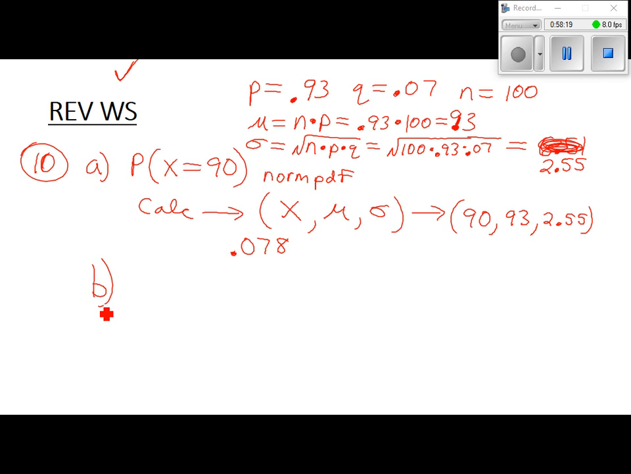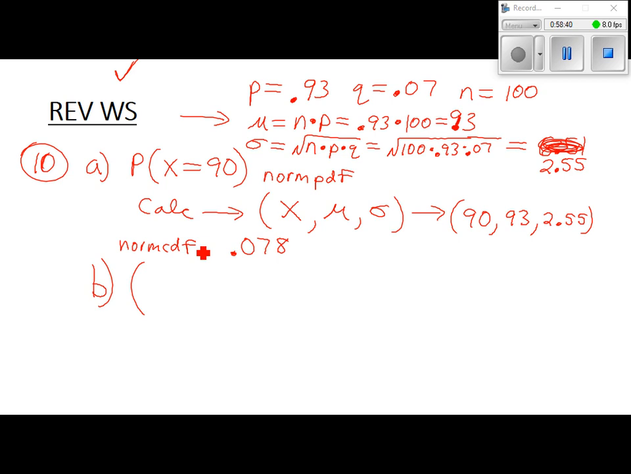Next part says, find the probability that fewer than 90 people say they use the internet. We already did all the hard stuff up here, so we can use normal CDF. Did we skip B? Oh, I did skip B, sorry.